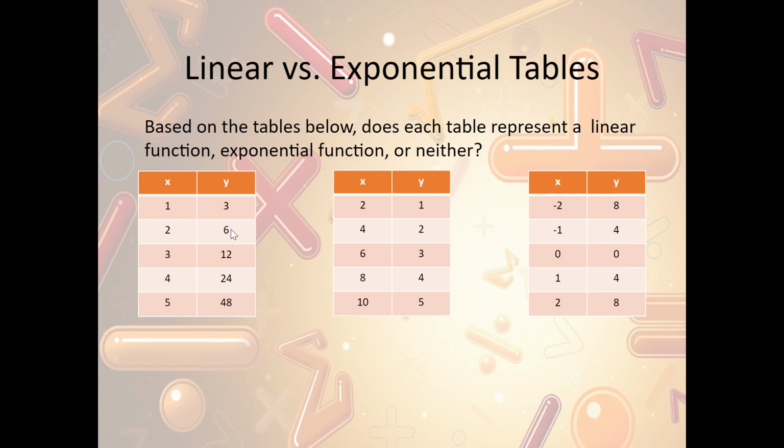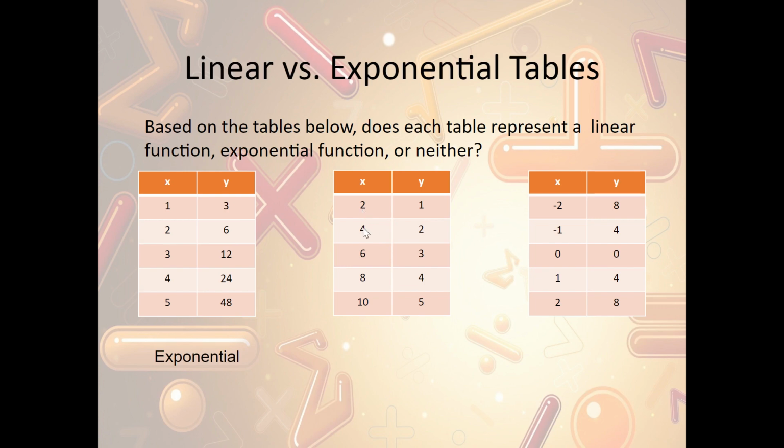Well, 3 plus 3 is 6. 6 plus 3 is not 12, so it's not linear. So 3 times 2 is 6. 6 times 2 is 12. 12 times 2 is 24. 24 times 2 is 48. So that means it's got to be exponential.